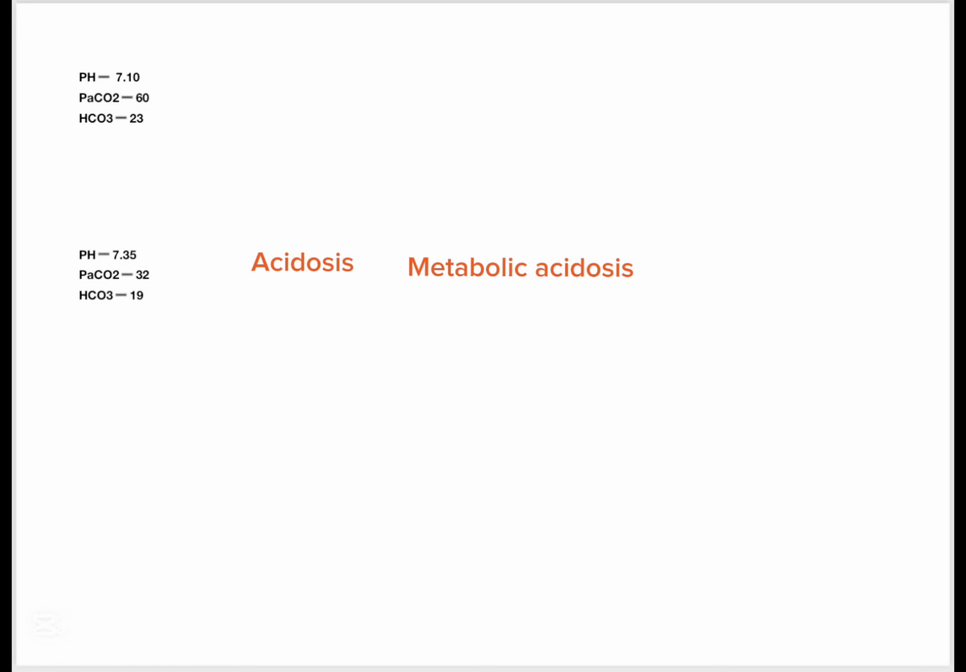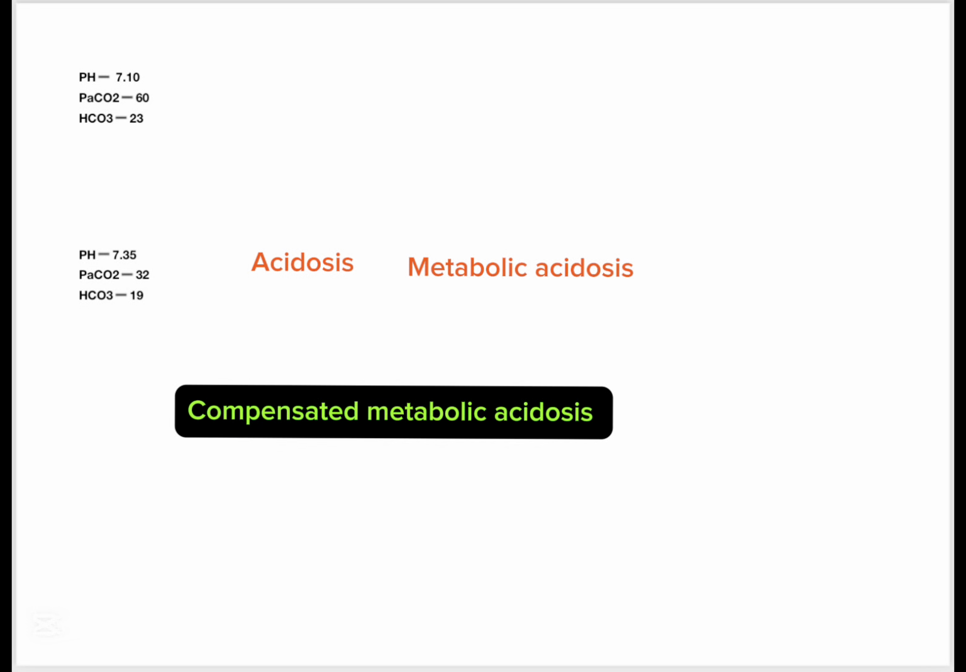Let's look at the CO2 for compensation. Normal range is 35 to 45. We have a CO2 of 32. So we can say that the body recognized that it had so much acid and tried to compensate by reducing that CO2, that acid. Let's see if the compensation was complete enough to bring the pH back to its normal value. So the pH here is 7.35, which is within the normal range of 7.35 to 7.45. So yes, the compensation was complete enough to bring the pH back to its normal value. So we can say this is a compensated or fully compensated metabolic acidosis.